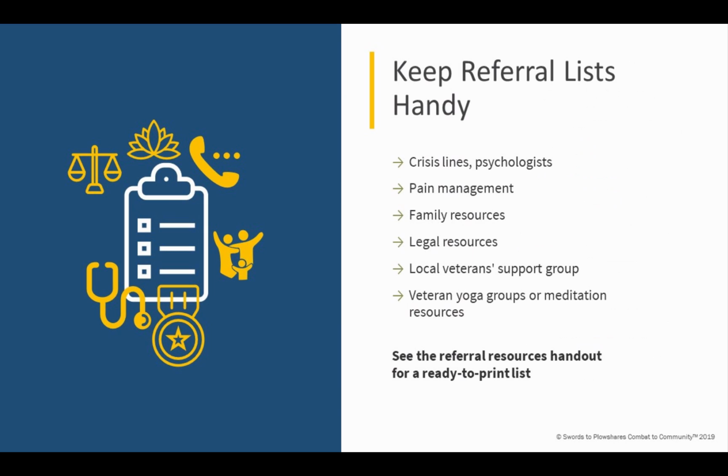Keep referral lists handy for your patients. These can include pain management resources, family resources, legal resources. Make sure that you know where your VSOs are. There are also a number of different alternative treatments or activities that are available to veterans, veteran yoga groups, meditation resources, equine therapy, you name it. You only have to look in your community to find out what's going on. You can come back to the CalVet website and find these resources, search for them, and have them available for your patients.